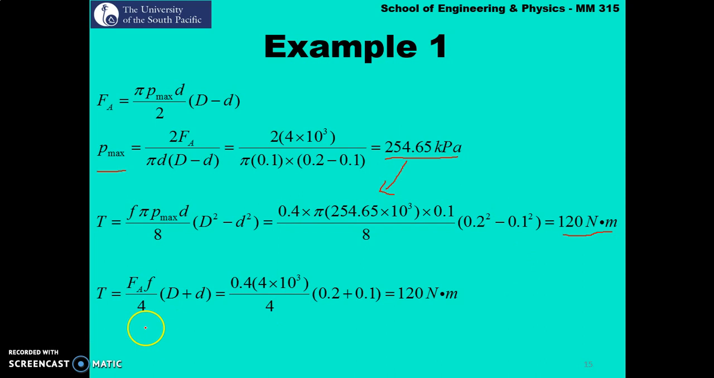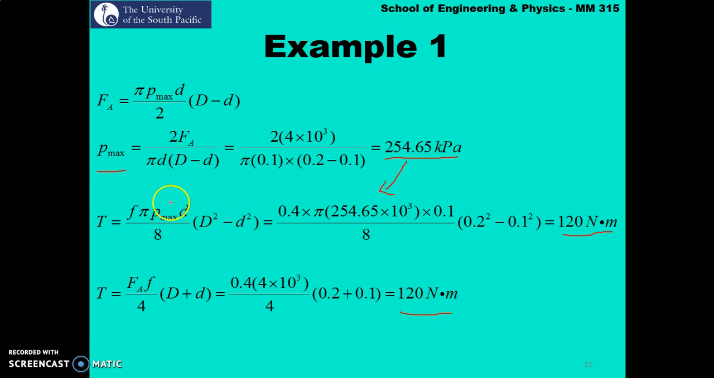Substitute everything into this equation and you should end up with a torque of 120 Newton meter. You can also use this equation to verify. Fi was given, all these variables were given in the problem. You're not solving for anything. Once you substitute all of these values, you get a torque value of 120 Newton meter.